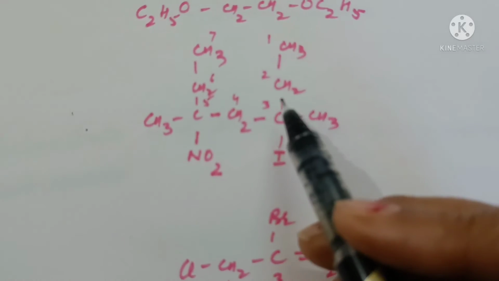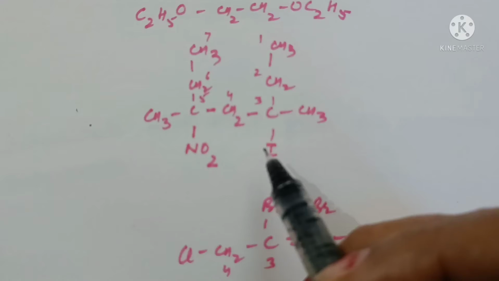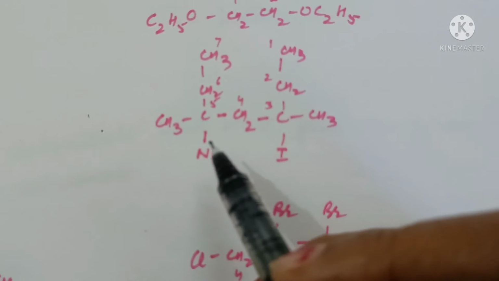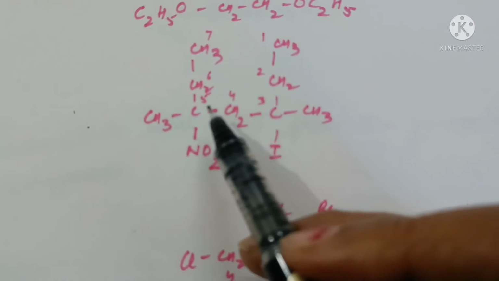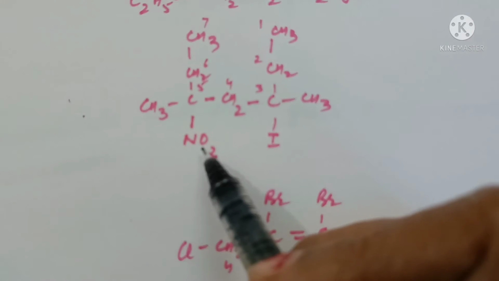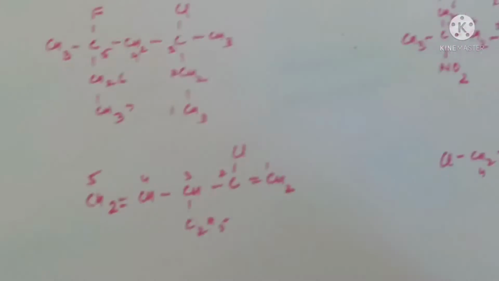In this compound, again a chain of 7 carbon atoms. We have 2 methyl groups attached. I comes first, so 3-iodo, 3,5-dimethyl, 5-nitro-heptane. N comes after M.